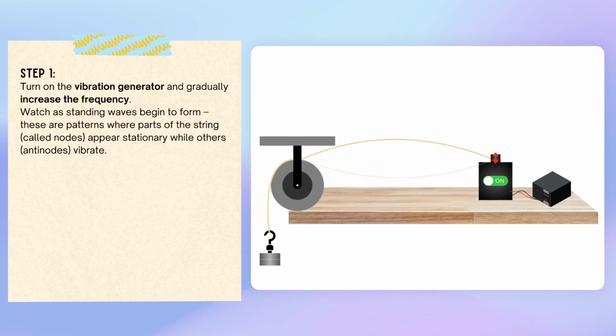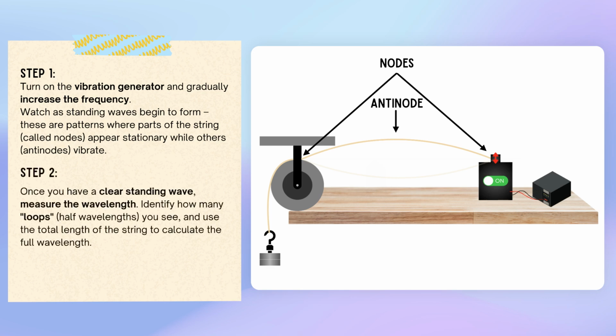These are patterns where parts of the string, also called the nodes, appear stationary while others, the antinodes, vibrate. In our case, the nodes are the two ends where the string is attached. The antinode is the section which is moving a lot, which is right in the middle. We can see here that we have the simplest standing wave we can get, which looks like one single loop in the string as it moves up and down.